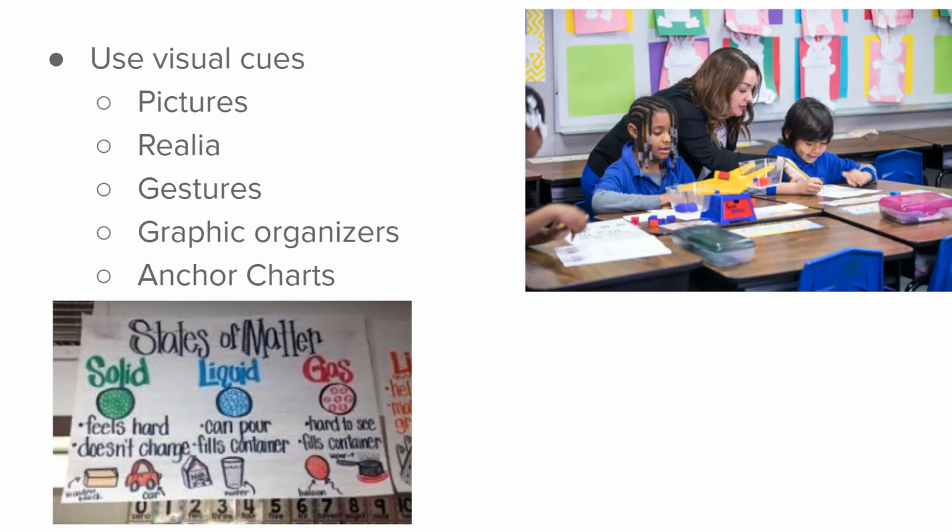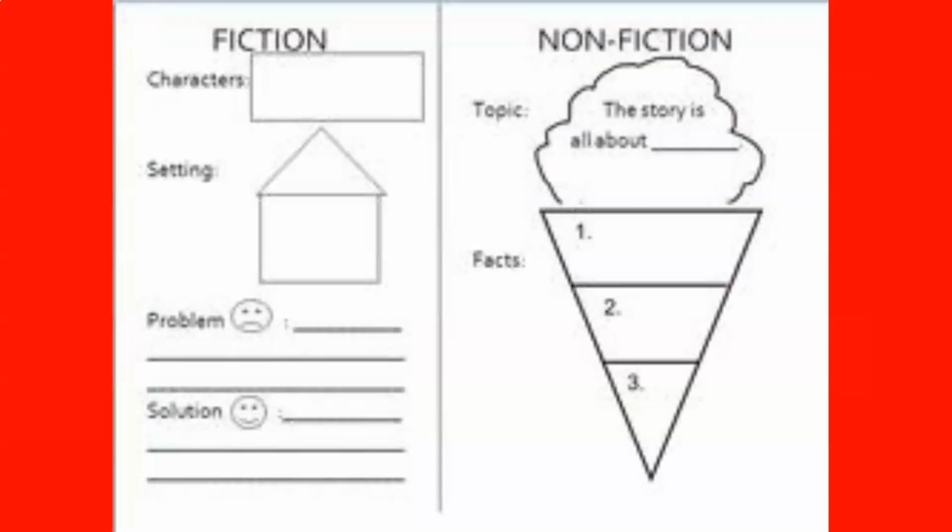Also, to make information more comprehensible to students, you want to use visual cues. So you'll have pictures, you'll have realia, which is real objects. Okay, so if I am teaching, let's say about baseball, I may have a real baseball. I may have a real baseball glove. I may have a real baseball bat if I'm going to be teaching about that. You're going to use your body. So you're going to use gestures, graphic organizers, and of course, anchor charts.